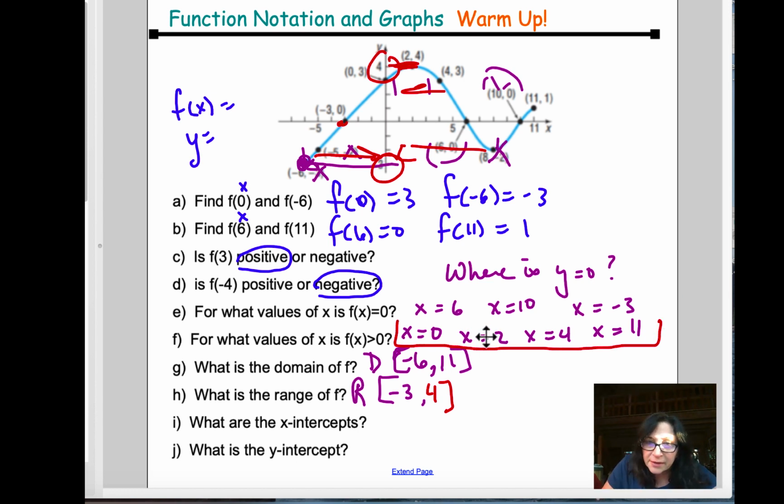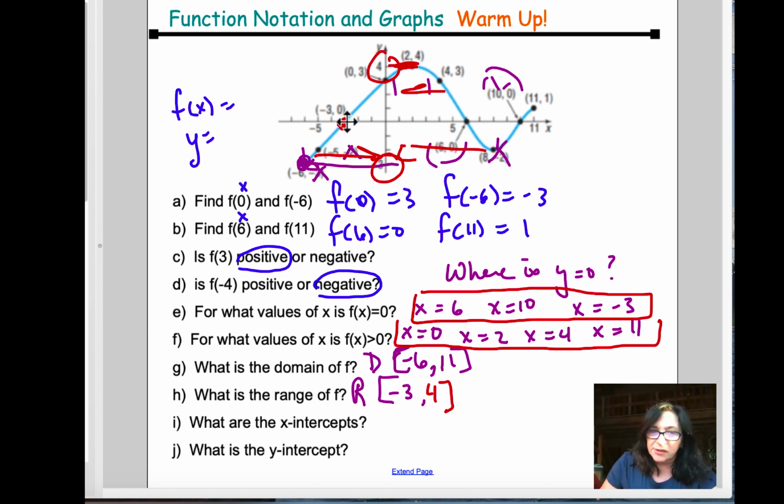Oh, wait. Hold on. Actually, that's not right. My x-axis, here they are, right here. x is 6, x is 10, and x is equal to negative 3. Because you look at it, where are my x-intercepts? That's where my graph crosses the x-axis. So it's at negative 3, comma 0. Another x-intercept would be at 6, comma 0. And my other x-intercept would be at 10, comma 0.